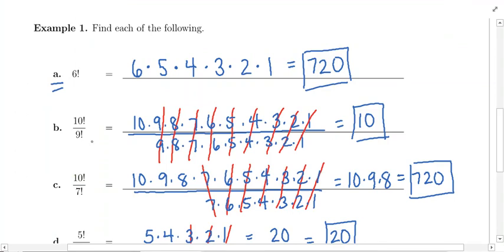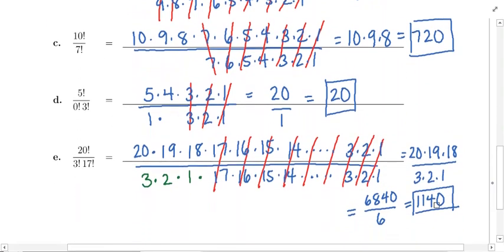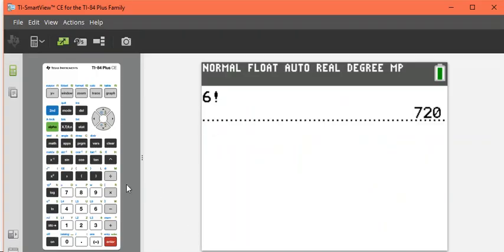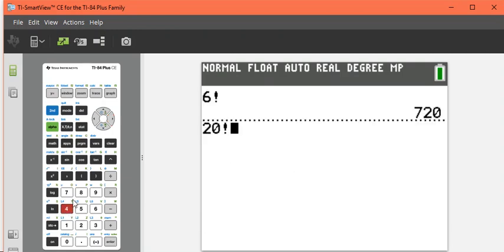Again, if you were doing one of the more complicated ones, like part E, for example, if we did 20 factorial divided by 3 factorial times 17 factorial, you would have to punch this in accordingly. Let's check this one on the calculator really quick. You would do 20 factorial: go to math, over to probability, option 4. So there's the numerator.